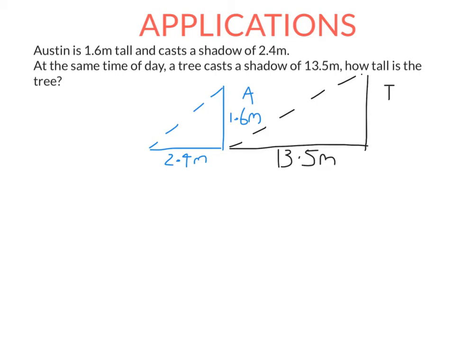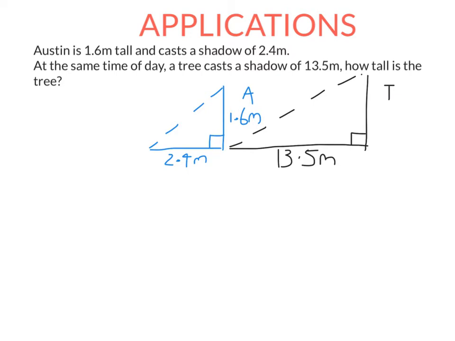So why would these triangles be similar? Well, when we're talking about height, we always mean perpendicular height. So if Austin's 1.6 meters tall, that's obviously his height when he's standing up straight. And it'll be the same for the tree. We're going to find its perpendicular height. That's what we mean when we say height. But that's not enough to show that they're similar.